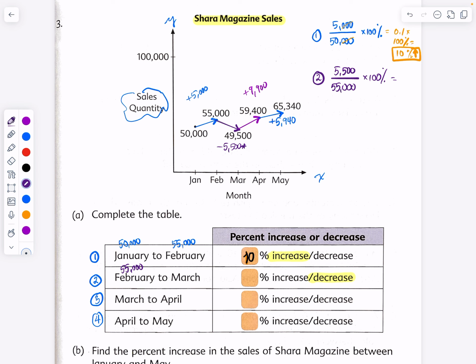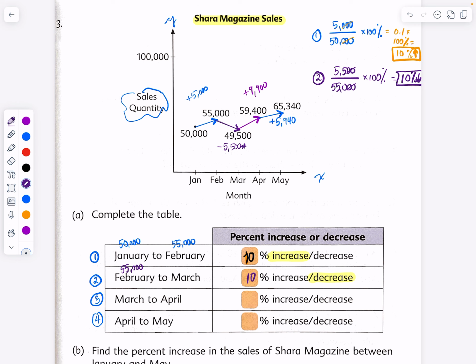Remember, simplify before you multiply. 5,500 divided by 55,000 is 1/10 or 10%. There was a 10% drop, a 10% decrease. I typically like to point it out with an arrow.